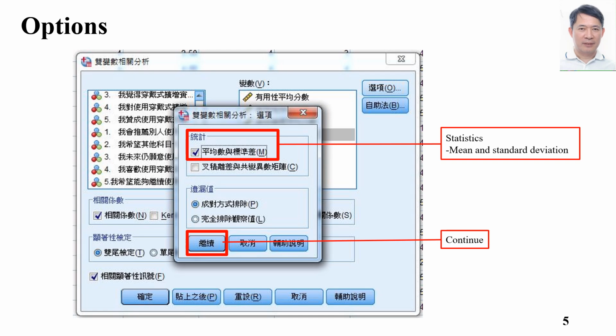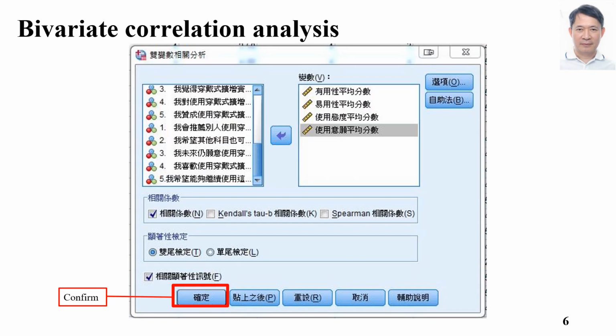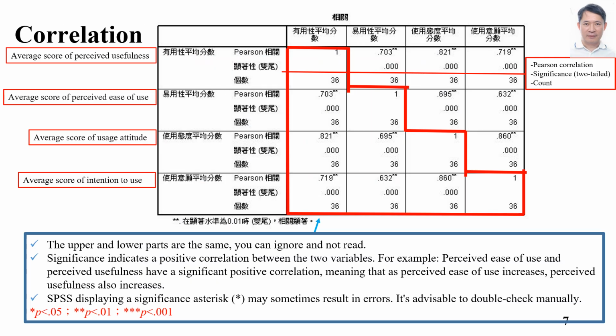Then press Options. In the options, we check the mean and standard deviation, and then press Continue. Then press OK. The data that comes out looks like this.